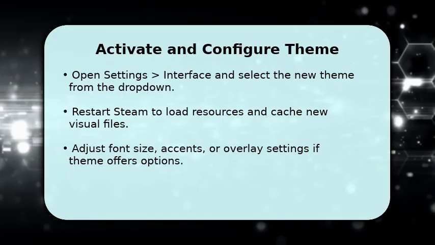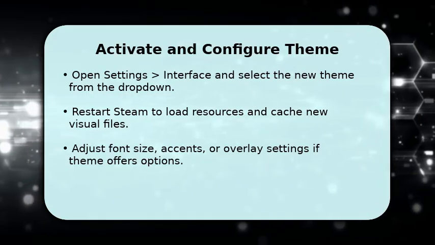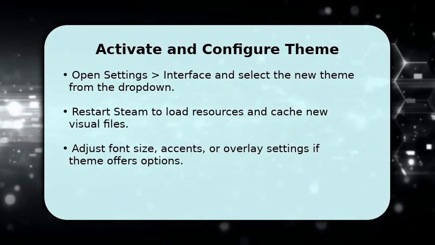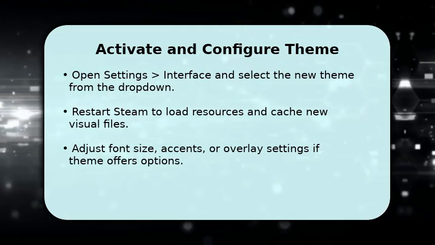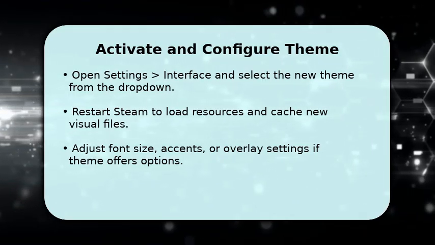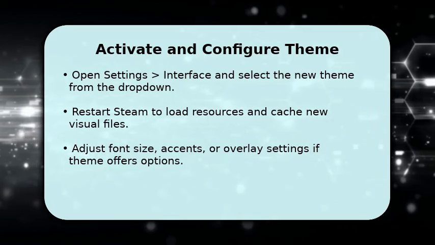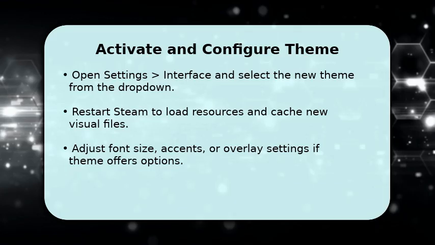Now you'll activate and fine-tune the theme. Open Steam's settings, go to Interface, and pick your new theme from the drop-down. Steam requires a restart to load the files, so do that right away. After relaunch, inspect menus, library, and store pages to confirm assets appear correctly.